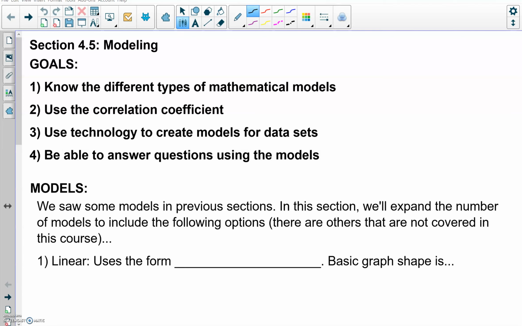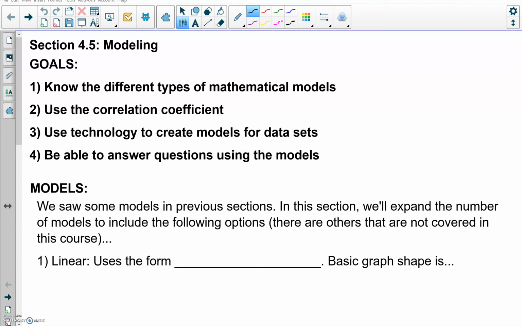Section 4.5, Modeling. The goals of this section: know the different types of mathematical models. We're not going to go through all of them in this class, but we will hit some of the main commonly used ones. We want to use the correlation coefficient. This is going to tell us how well our model fits the data.